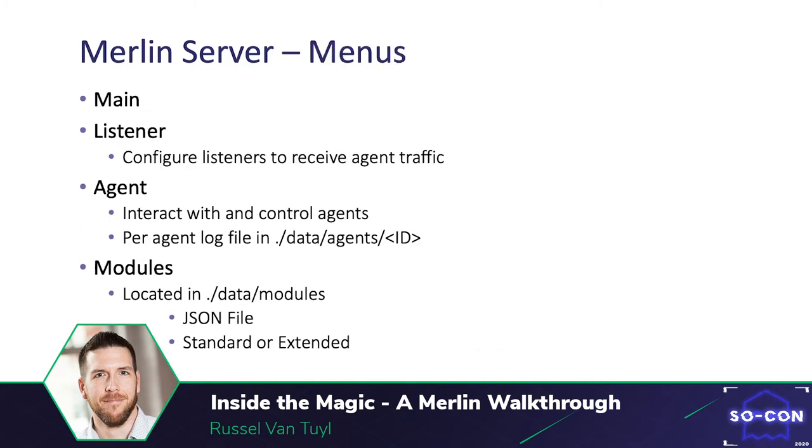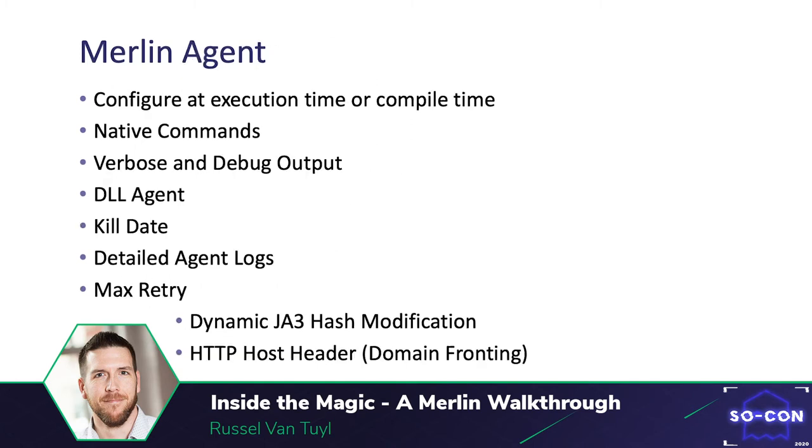Merlin has four menu systems: the main menu, the listener menu, which is where you configure listeners to receive agent traffic, the agent menu, which is where you interact with agents, and a modules menu. Modules are just composed of a JSON file that can be loaded at runtime or beforehand. And there are two different types of modules, both standard and extended. Standard modules simply use a series of commands like a script, while extended modules leverage native Go code that is compiled already.